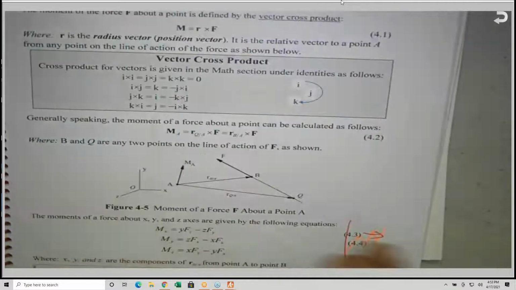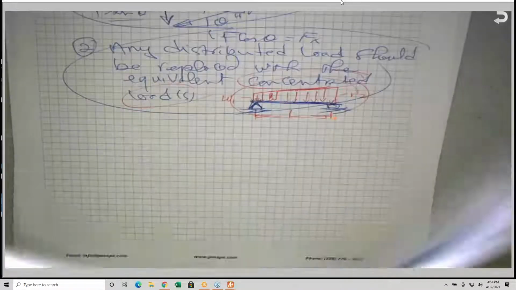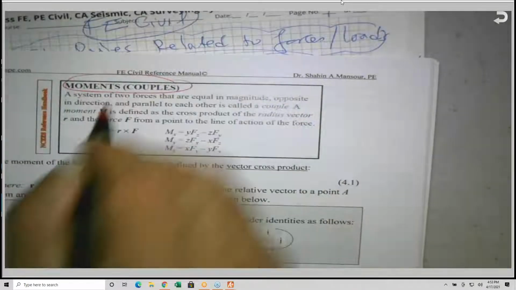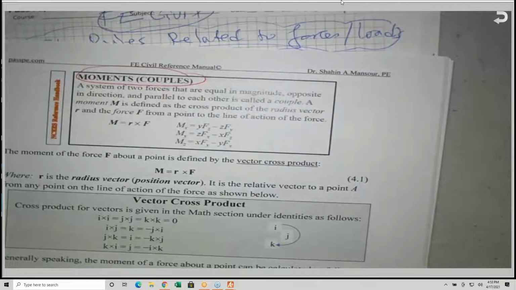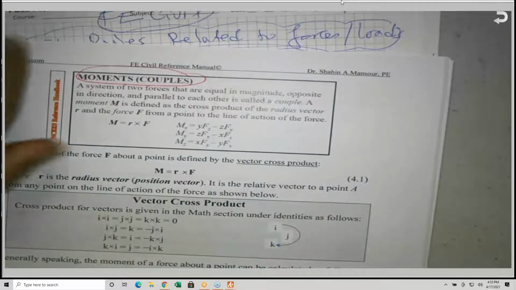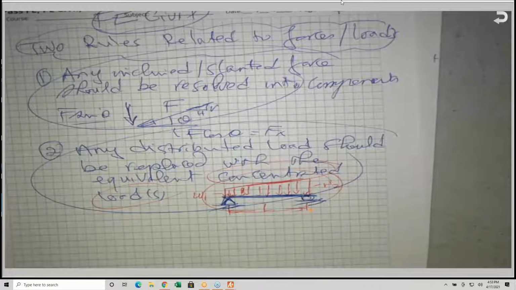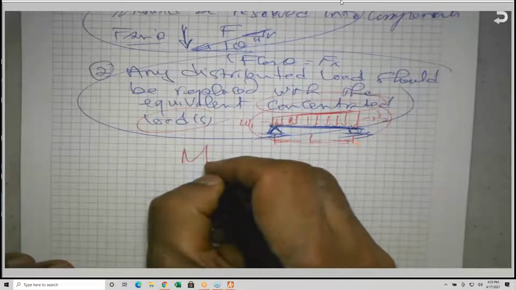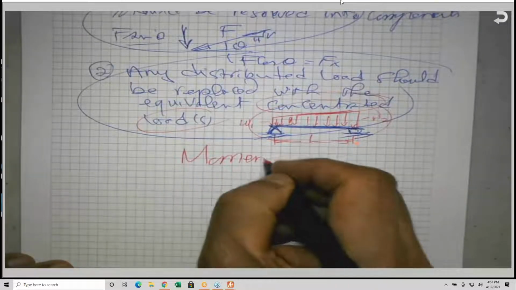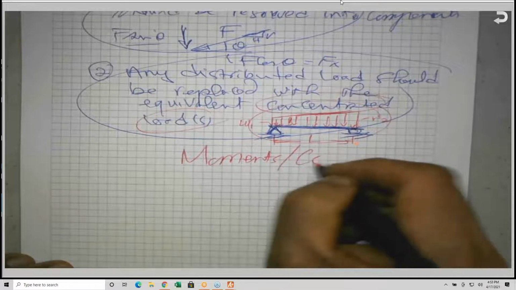If you flip the page, you will find moment. Okay, moments or couples. Moments, by the way, could be for 2D or 3D, and we're going to see both. So we're talking about moments or couples.